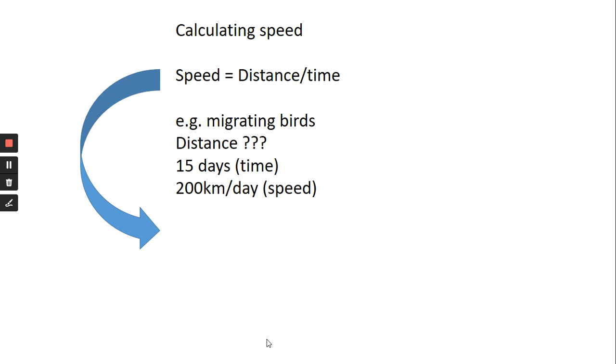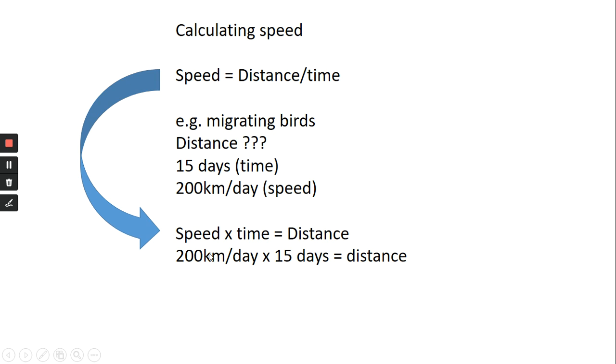So we need to change our formula around now. We're going to move the time over to this side. Because it's a divide at this side, when we move it past an equals, it turns to the opposite. The opposite of divide will become a times. So it'll be the speed times the time equals the distance. Our speed is 200 kilometers a day, and the time is 15 days. When we work that out, our distance would be 3,000 kilometers.